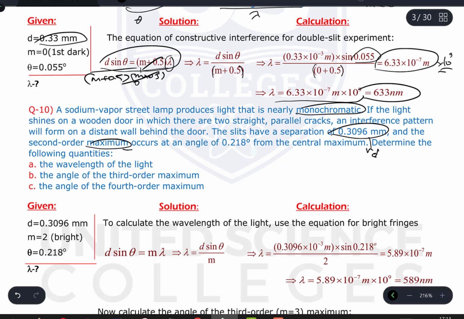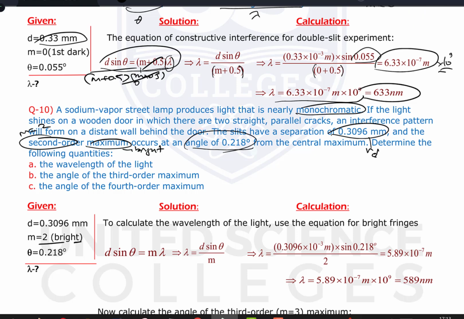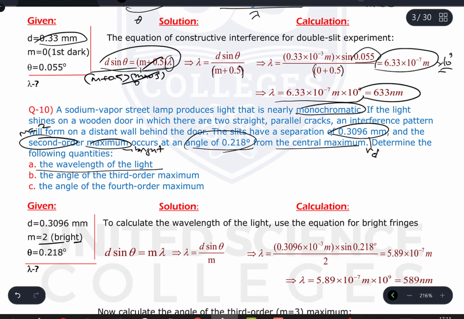Maximum means bright fringe. Second order, m is equal to 2. So m is equal to 2 and bright. It occurs at an angle, the position angle of the fringe or angle of displacement, 0.218 degrees from the central maximum. Determine the following quantities: the wavelength of the light.